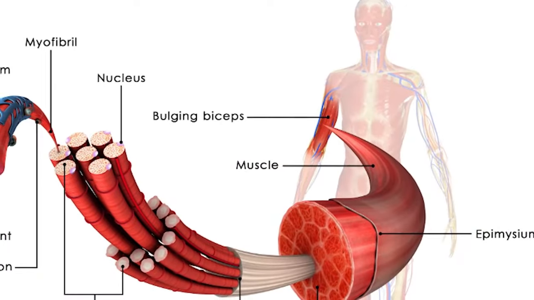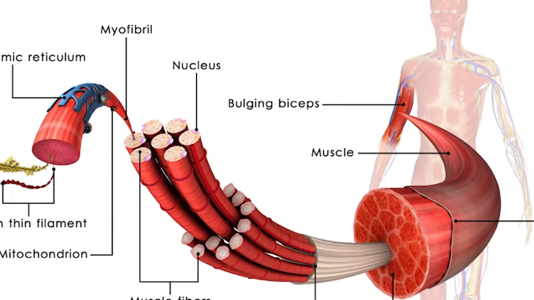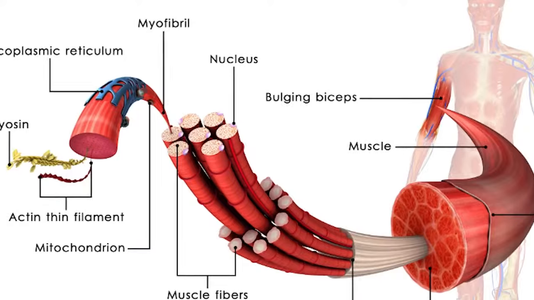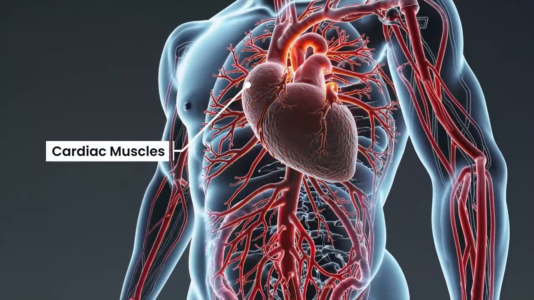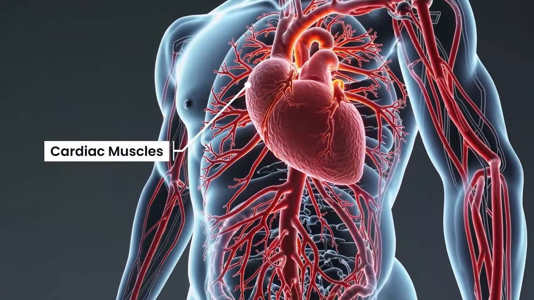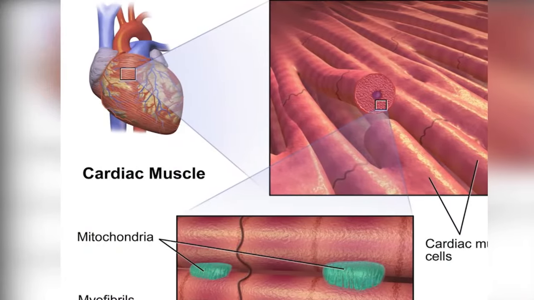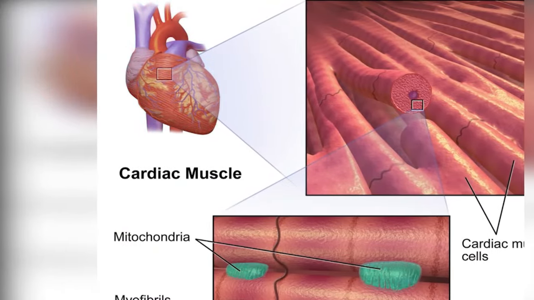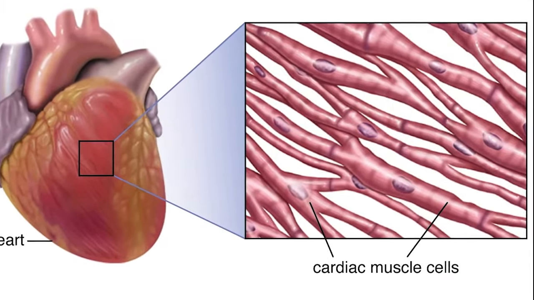They look striped under a microscope and are called striated, and have many tiny control centers, nuclei, to help them work hard and fast. Cardiac muscles are the muscles in your heart. You can't control them. They work all the time on their own to keep your heart beating and pumping blood. They also have stripes like skeletal muscles, but only one control center per cell. They connect very well so your heart can beat in a steady rhythm.